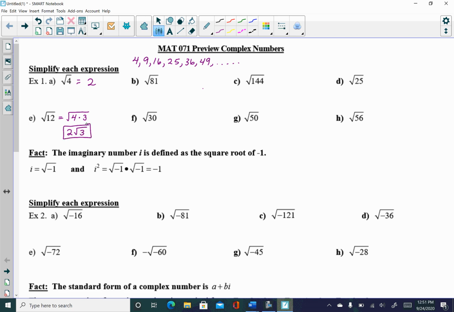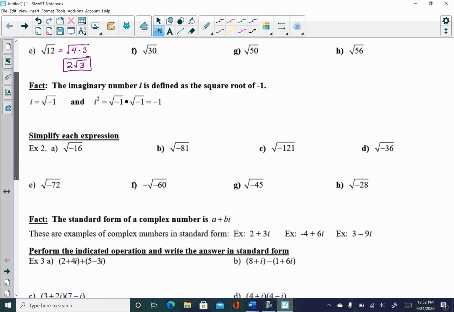Okay. I encourage you now, stop the video, finish up example 1 here, make sure that you're tracking with simplifying square roots. Now, as we move on, we'll introduce the idea of an imaginary number. Imaginary number is denoted as a lowercase i here, and it's the square root of -1. So imaginary i is the square root of -1.